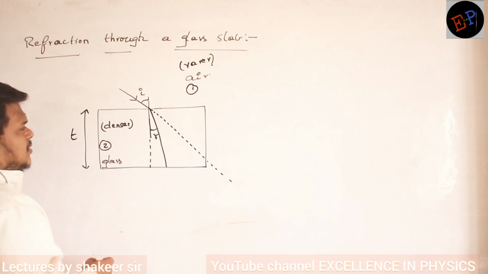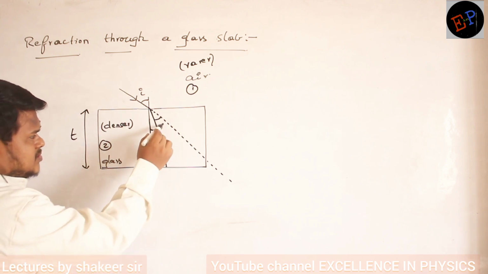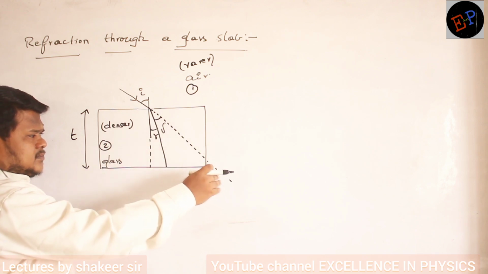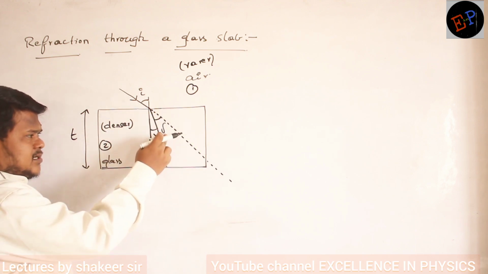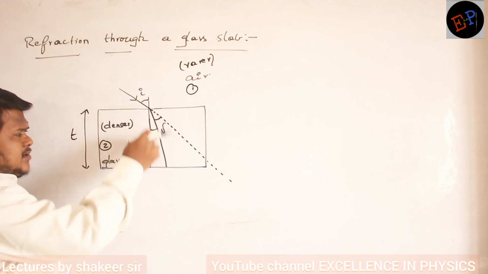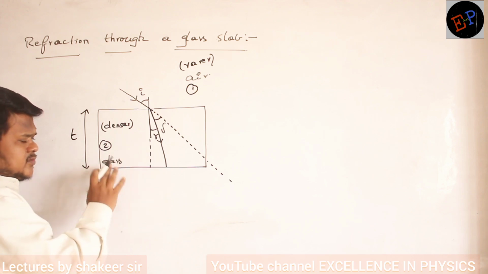And then what is this angle called? This angle is called the angle of deviation, because the angle between the original path and the refracted path is called the angle of deviation. So this much will be the angle of deviation. Now the light ray is entering into glass, refracting and bending towards the normal.